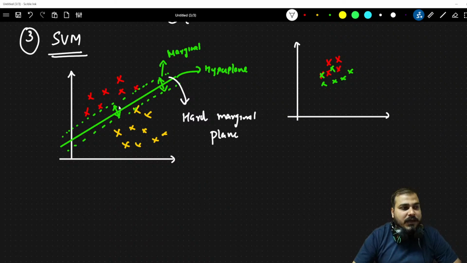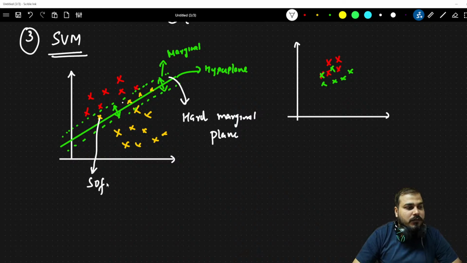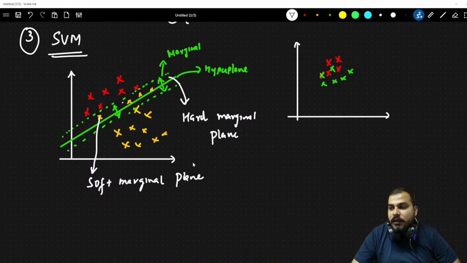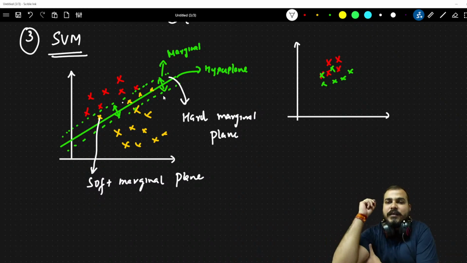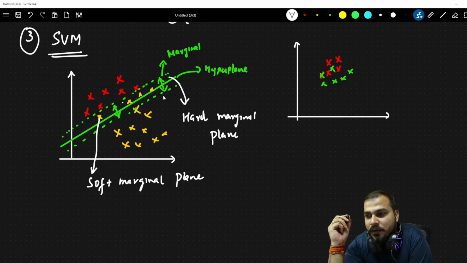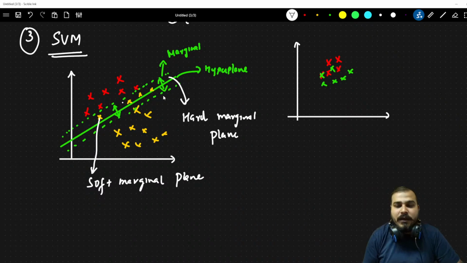And similarly, if any points are overlapping, suppose these yellow points can also get overlapped over here, and there may be some kind of errors. For this particular case, we say soft marginal plane, because here we will be able to see that errors will be there. Now in SVM, we focus on creating this marginal plane with maximum distance. Even though there are some errors, we handle them by providing some kind of hyperparameter.